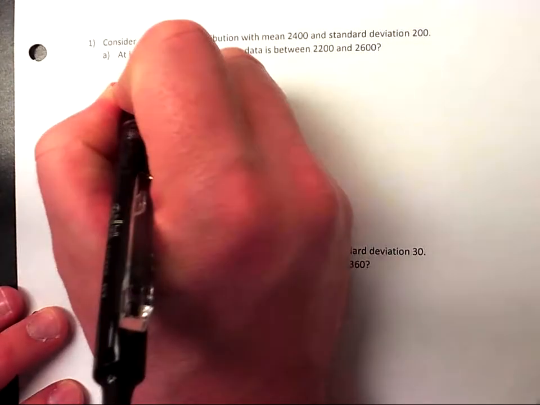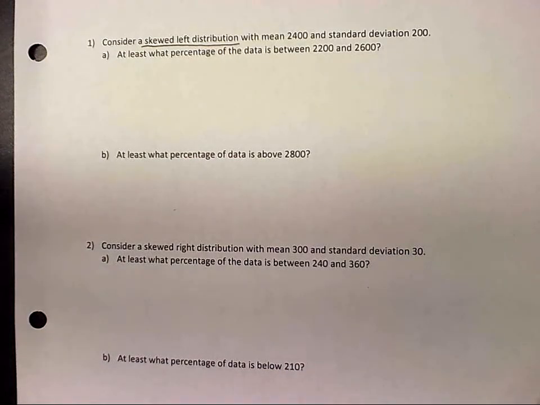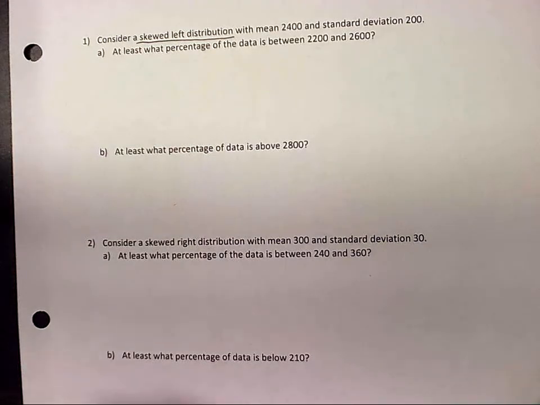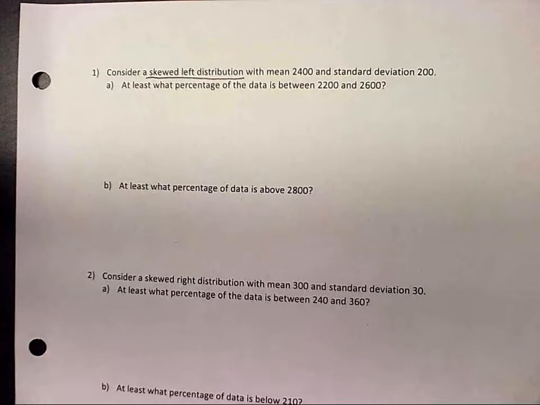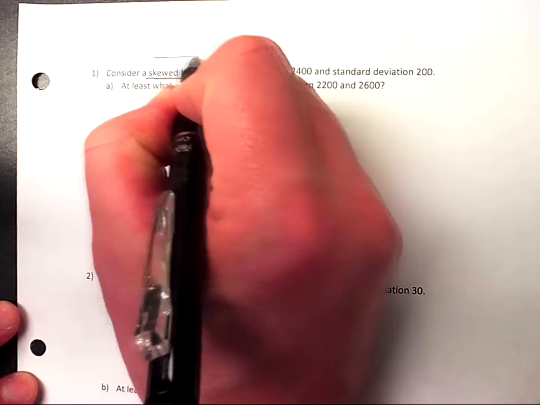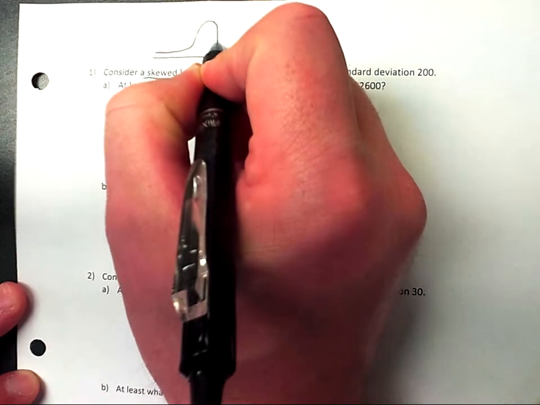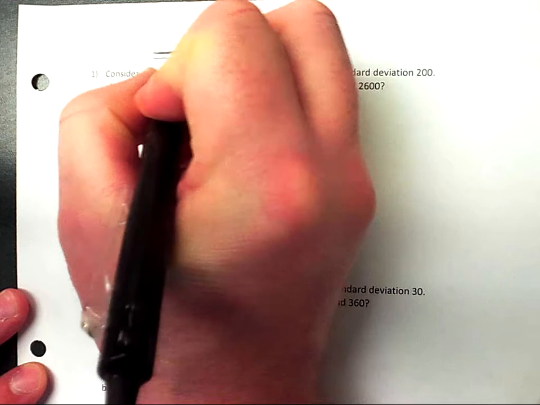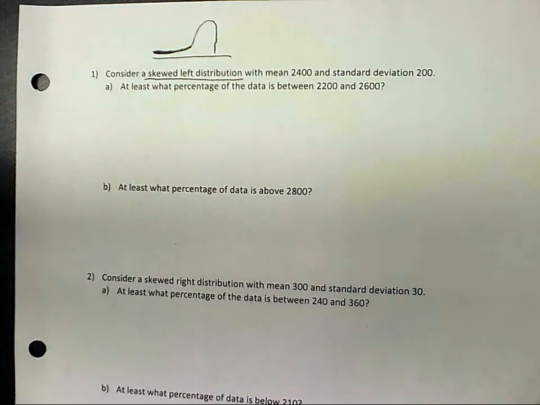We have a skewed left distribution, right? It says consider a skewed left distribution. So therefore here, we know that it's not bell-shaped and symmetric. If we have a skewed left distribution, which direction do we have the fat tail of the distribution? On the left, right? So if you want to picture this, a perfectly fine example of a skewed left distribution is one that looks like this, where the fat tail of the distribution is over here on the left-hand side.